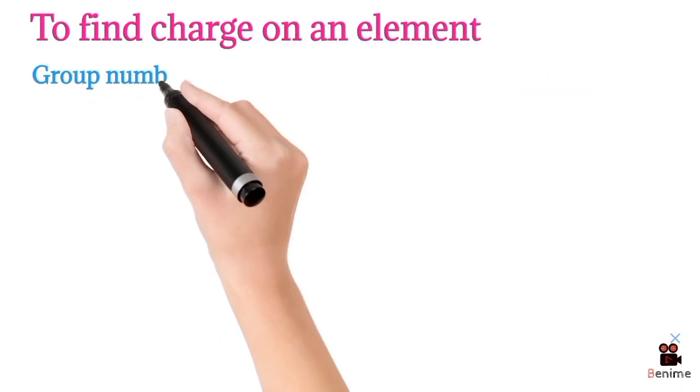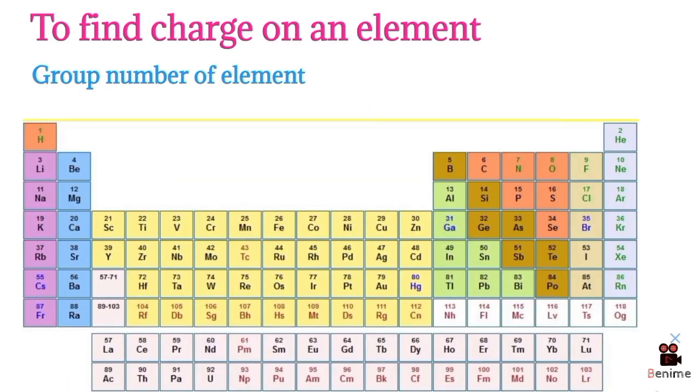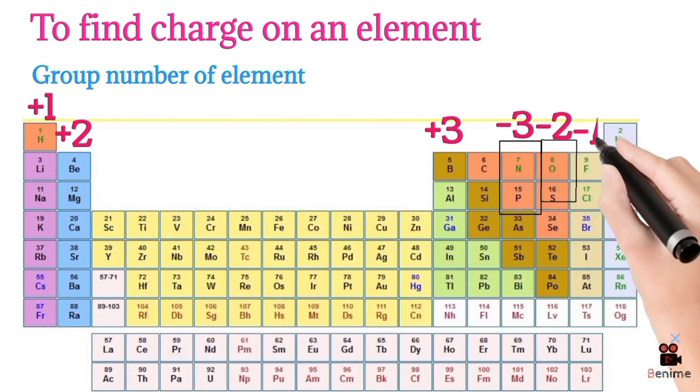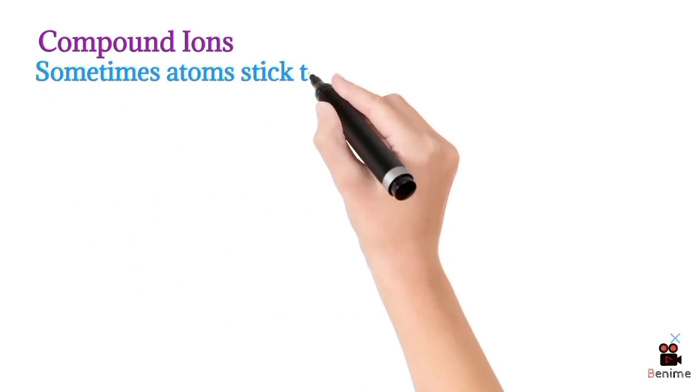To find the charge of the ions, you need to know the group of an element in the periodic table. Elements in group 1 always have +1. Group 2, always +2. Group 13, always +3. Group 15, nitrogen and phosphorus, usually -3. Group 16, oxygen and sulfur, usually -2. Group 17, always -1.